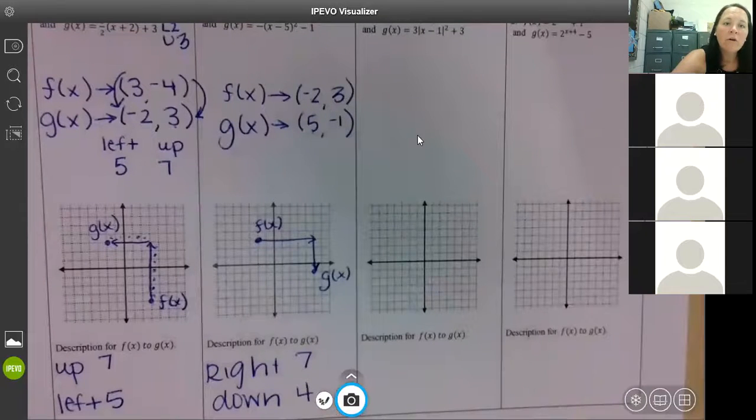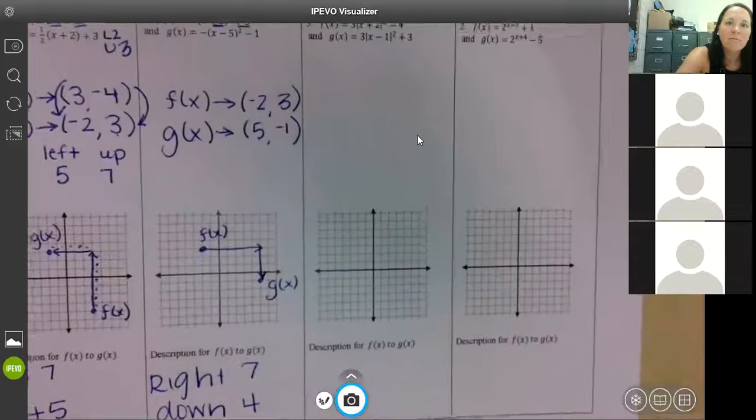Okay, you can do it on the graph or you can figure it out from your coordinates. It doesn't matter. I don't have to see the graph. You don't have to show me, but you can graph it on your own.